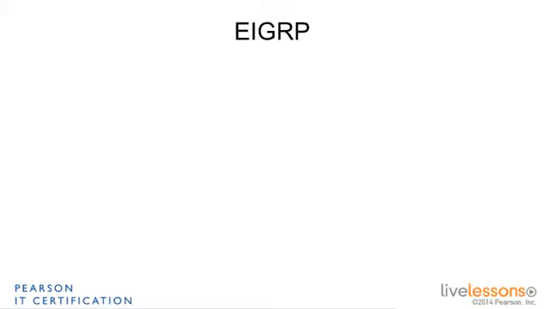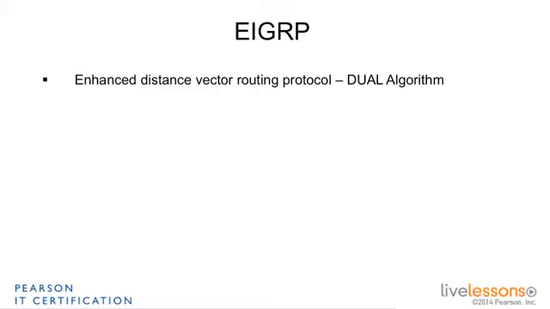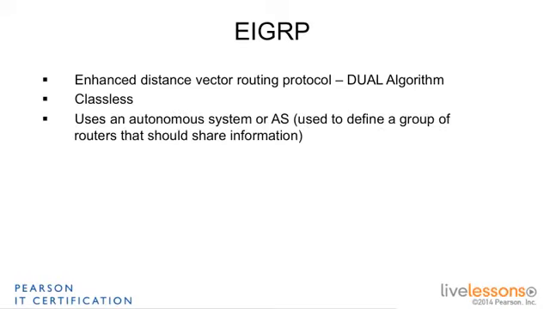Cisco EIGRP is an enhanced distance vector routing protocol that runs the DUAL algorithm, or the Diffusing Update Algorithm. This protocol is classless and it uses AS numbers, or autonomous system numbers, which are used to define a group of routers that should share information.